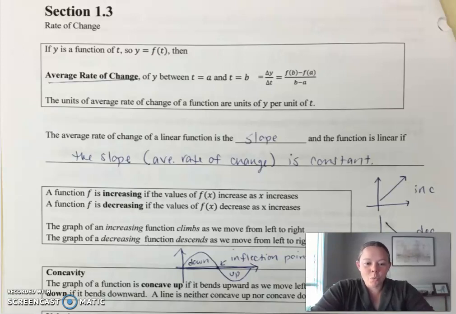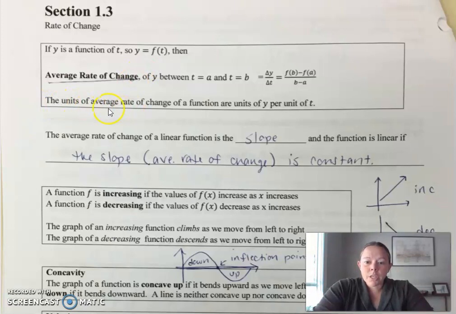Hello, this is section 1.3 for Calc survey, and today we're going to continue our discussion with rate of change. So if y is a function of t, so y equals f of t, then the average rate of change of y between t equals a and t equals b is the change in y over the change in time, or as you can see, y2 minus y1 over x2 minus x1. It's just the slope formula.